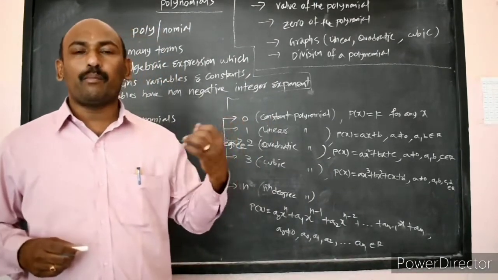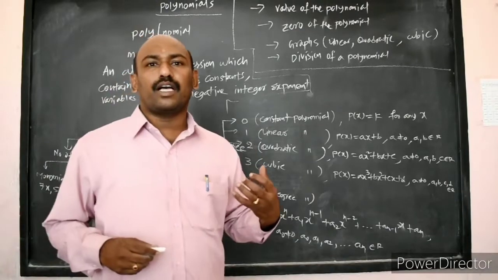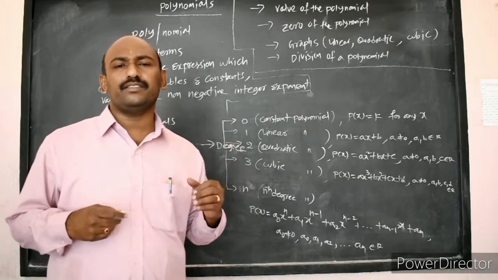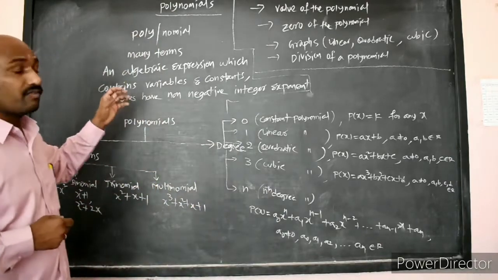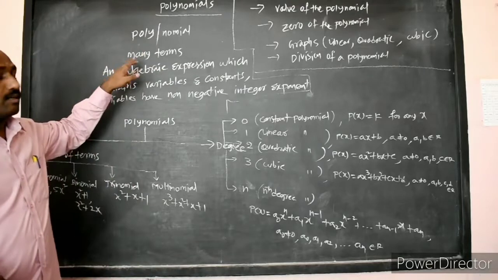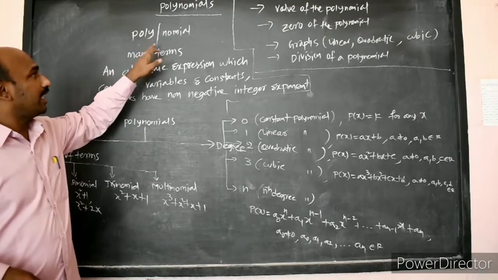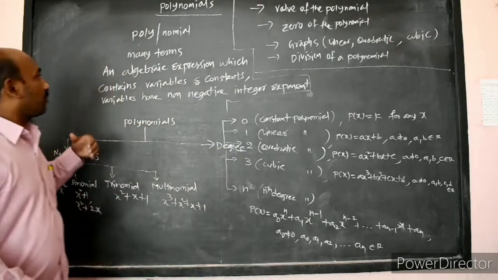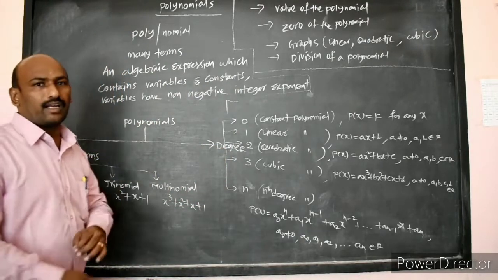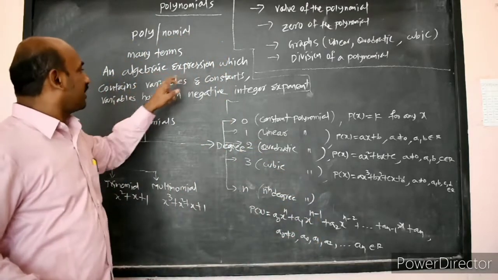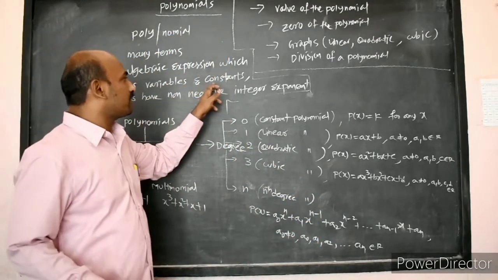What are the main important concepts? I will discuss now. And before that, we will go for some introduction in this chapter. First of all, what is a polynomial? Polynomial means poly means many and nomial means terms. Many terms. In other words, we can say that it is an algebraic expression which contains variables and constants.